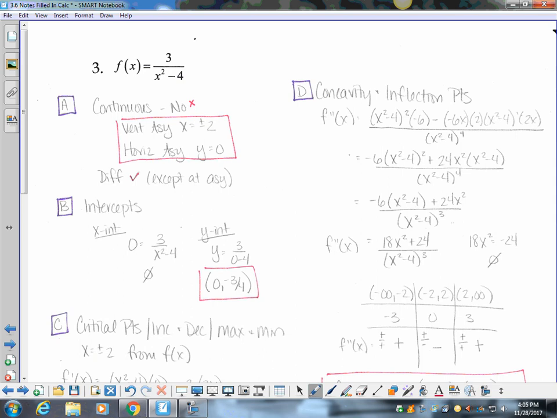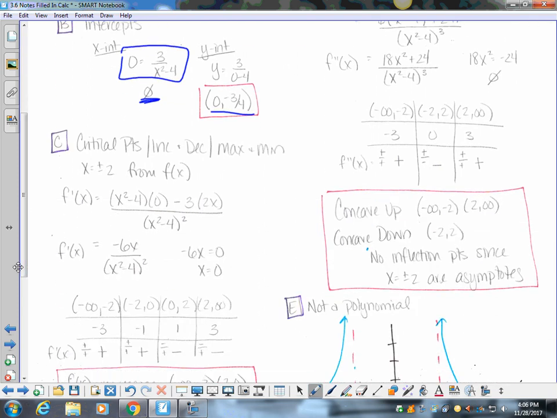Horizontal asymptote, the bottom degree is bigger, so that's y equals 0, and that's just remembering those rules from pre-cal. This is completely differentiable except at the asymptotes, but it is differentiable, so you can put a check there as long as you address the fact that it has asymptotes. Intercepts, I plug a 0 in for my y. So when I'm right here and I multiply both sides by x squared minus 4, that's going to completely cancel and leave me with 3 equals 0. So I have no x-intercepts. Y-intercept, I plug a 0 in for my x's, and I get my point.